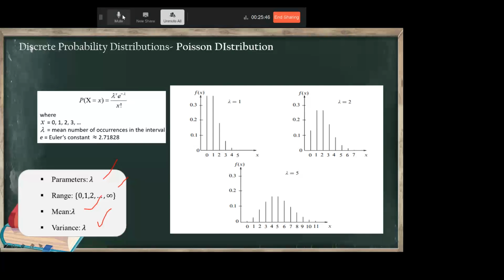Now we can also use binomial distribution along with Poisson distribution, which is known as Poisson approximation to binomial. We will see the Poisson approximation to binomial.